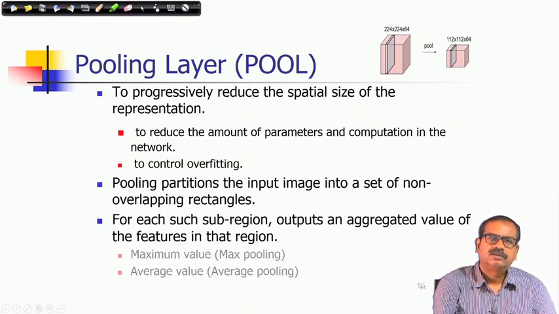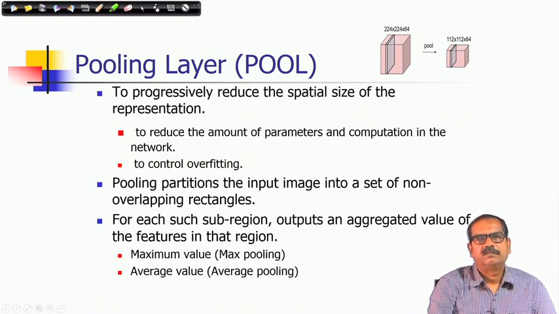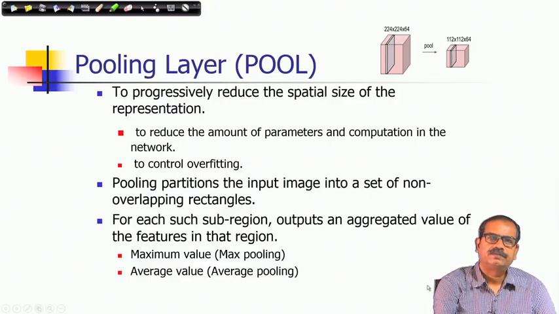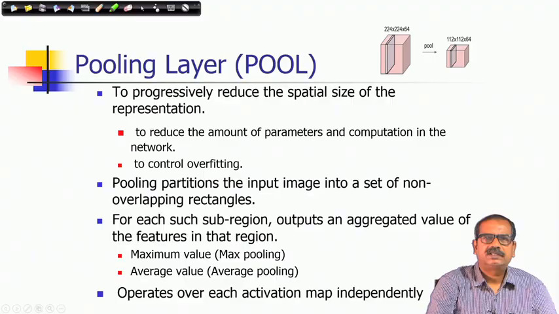There are two types of aggregation. One is max pooling, which considers the maximum value. The other one is average pooling, which takes the average value. It operates over each activation map independently.